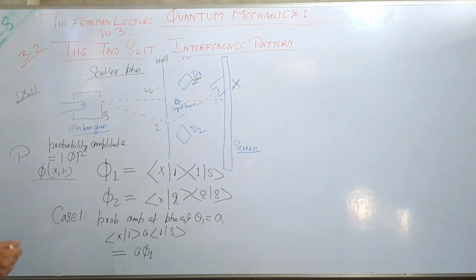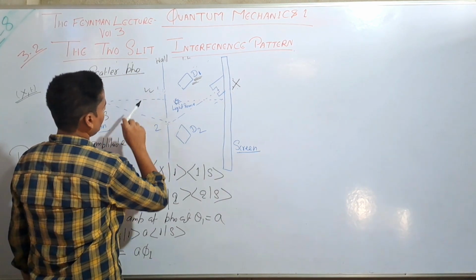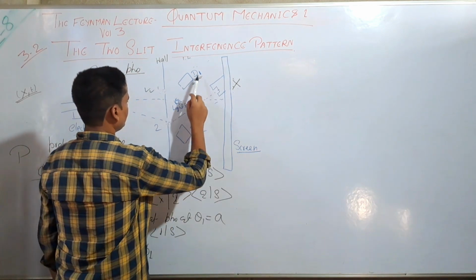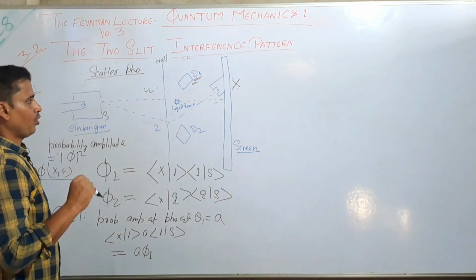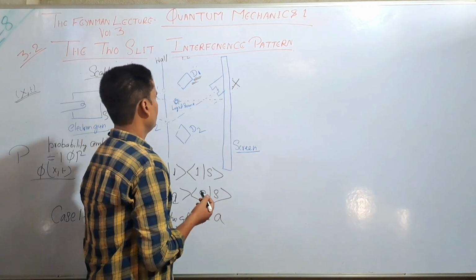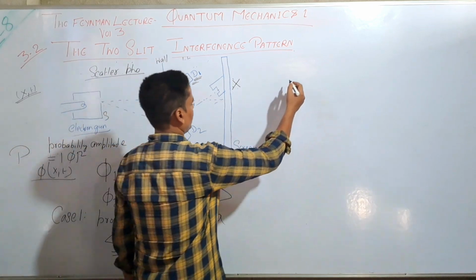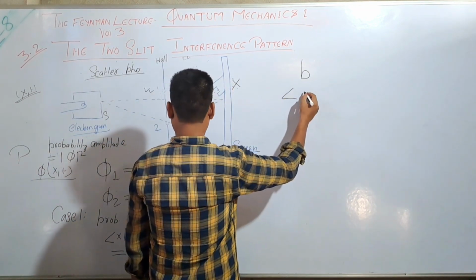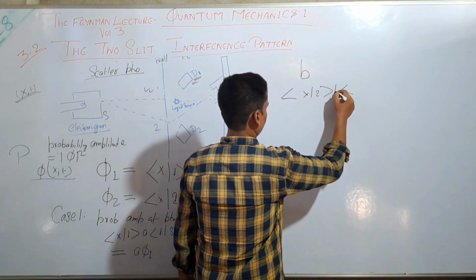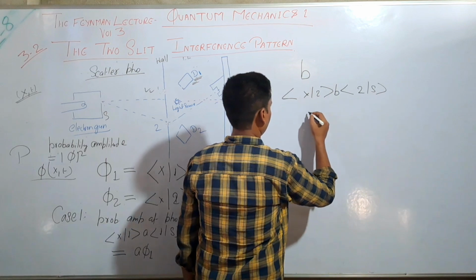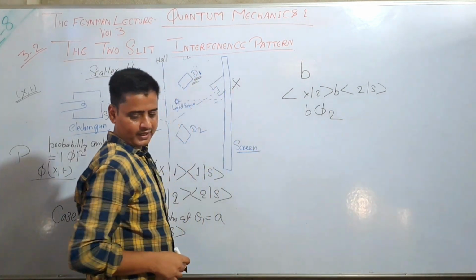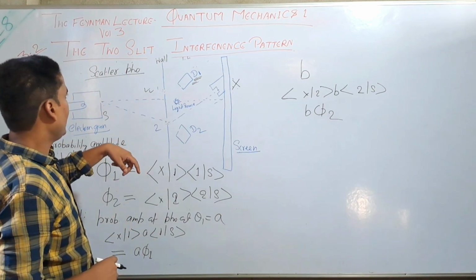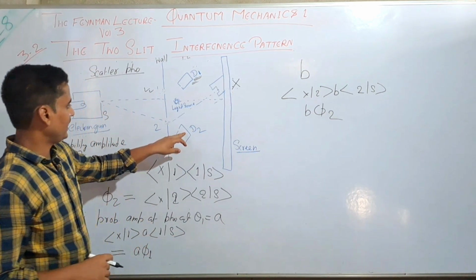In the same way, there is a certain probability that the electron will go to hole 2 and scatter a photon, which will end up at D1, because in quantum mechanics there is a probability of every event. In that case, the photon will end up at D1 with probability amplitude B, and the total amplitude will be the amplitude from X to 2, B, and 2 to S, or B phi 2. This is the probability amplitude of the electron going through hole 2 and the photon scattered to D1.